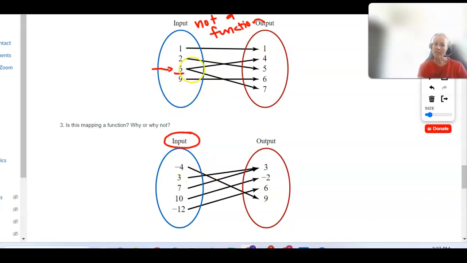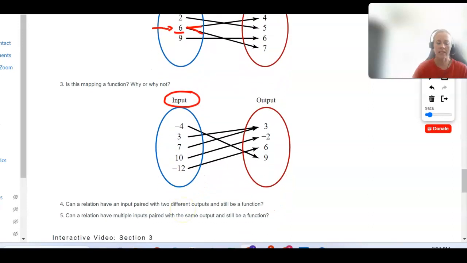So a quick and easy way to look at it is you cannot have these arrows. You can't have two arrows coming off from one number. So you cannot have one number that goes to two different numbers. Each number just has to go to one number. So yes, this is a function because it's okay to have a repeating output, just not a repeating input.